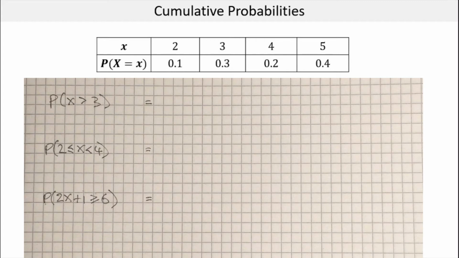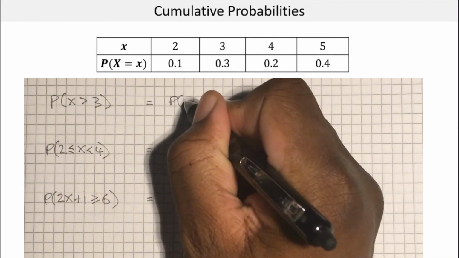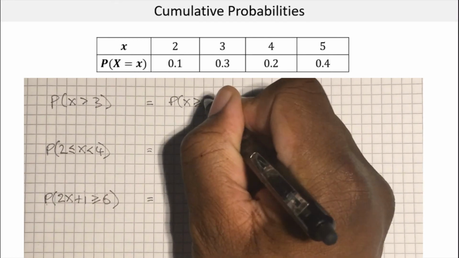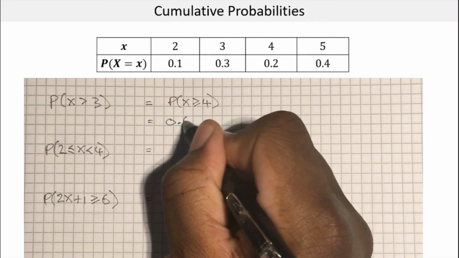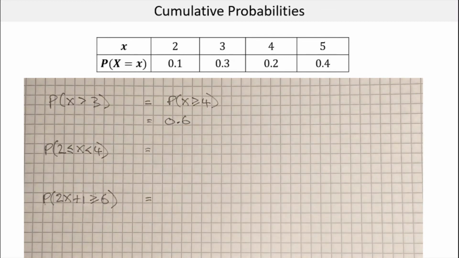The probability that x is greater than 3. I think the first thing here is actually to write this as the probability that x is greater than or equal to 4. Let's actually use the values that we're interested in rather than the values we're not interested in. So x is greater than or equal to 4, and we can see here that that is going to be 0.6. On to the next one.